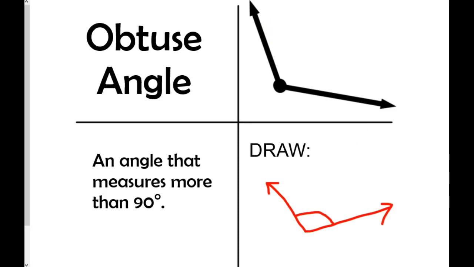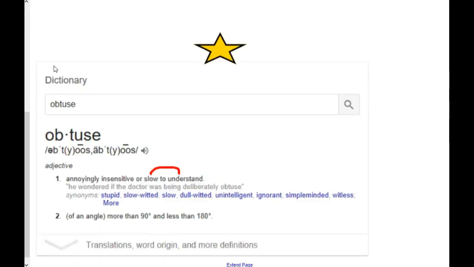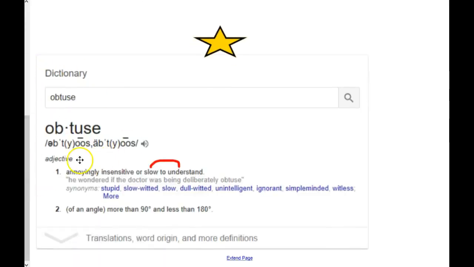All right. If someone says you're being obtuse, what does that mean? I'm not talking about angles. I'm talking about if someone is acting obtuse. Okay, well, here we go. Obtuse means to be annoyingly insensitive or slow to understand, right? So if you give somebody an excuse and they just don't understand you and they're like, I don't buy it, okay, they might be being obtuse. So that's why the joke's funny, because it's a double meaning. Ha ha ha ha ha, right?